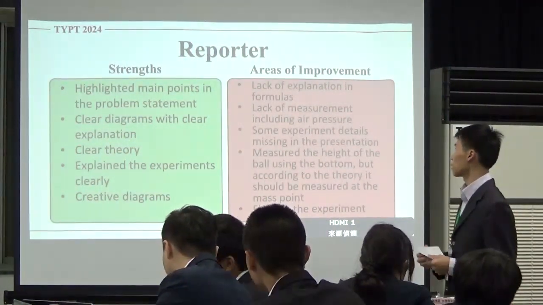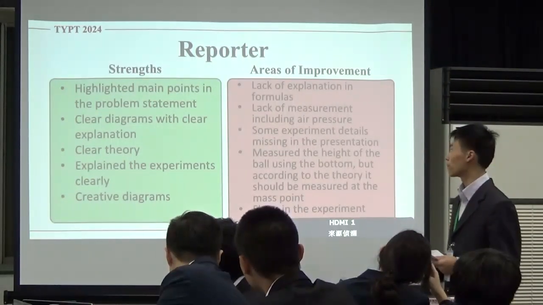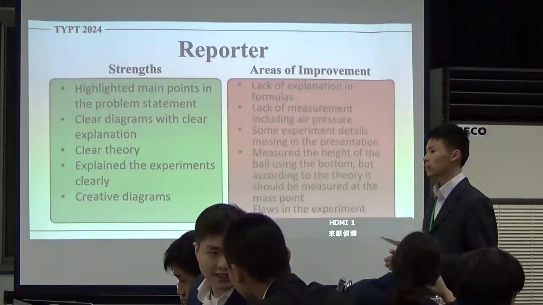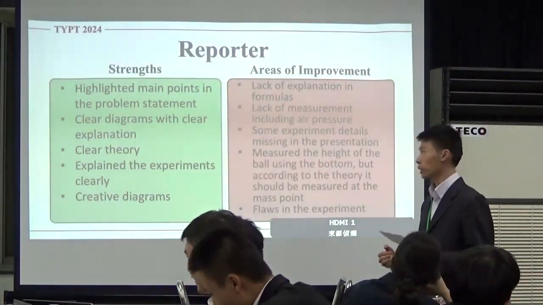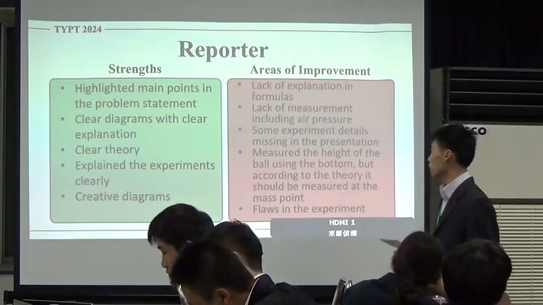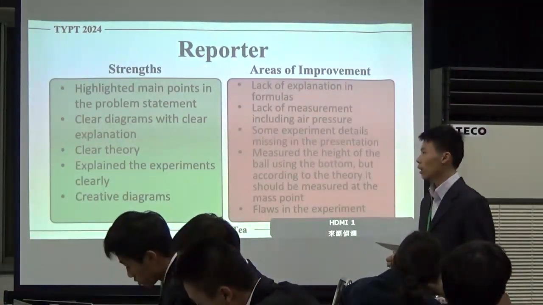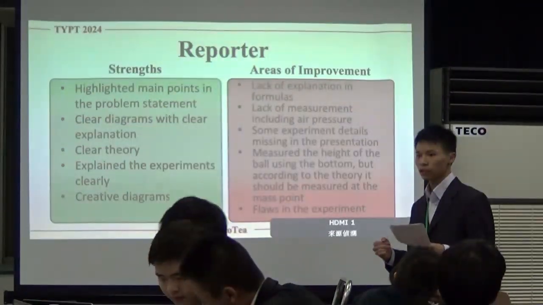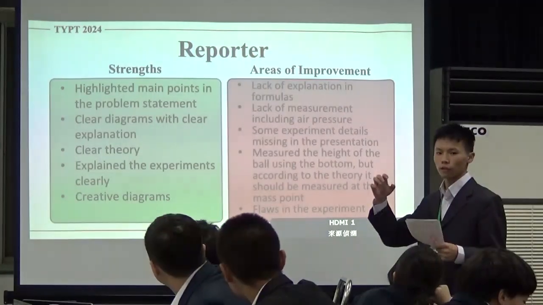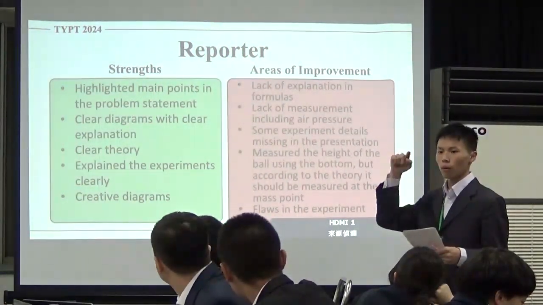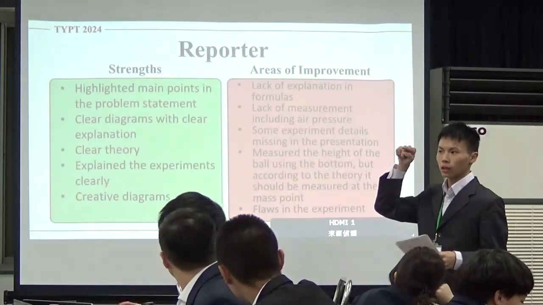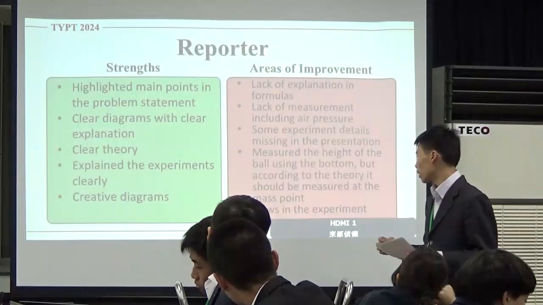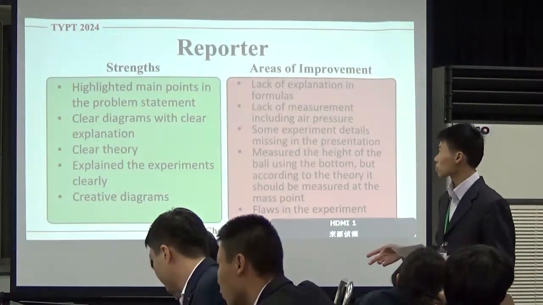But in the areas of improvement, there is a lack of explanation in formulas, and a lack of measurement including air pressure, since they said they didn't measure it. And there are some experimental details missing in the presentation. They measure the height of the ball using the bottom, but according to their relation, they define the height of the ball as the mass center. So I think it's not very adequate. And there are flaws in the experiment.